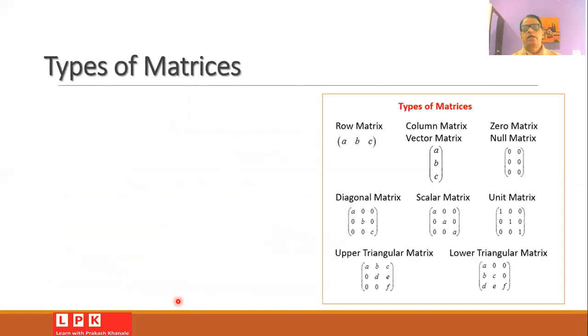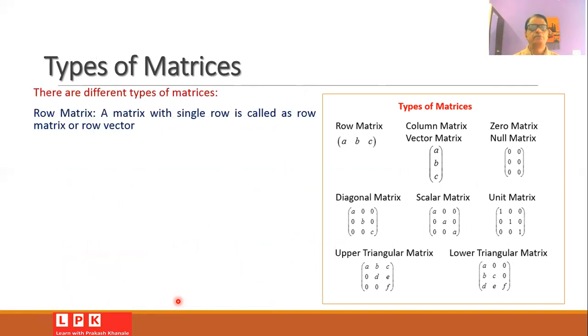So let us now understand what the different types of matrices are. There are different types of matrices, for example: row matrix, column matrix, zero matrix or null matrix, diagonal matrix, scalar matrix, unit matrix, upper triangular matrix, and lower triangular matrix. Now let us go through the definition of each type of matrix.